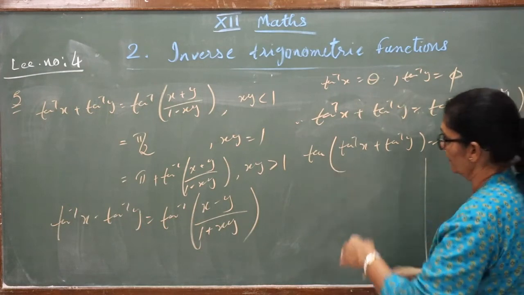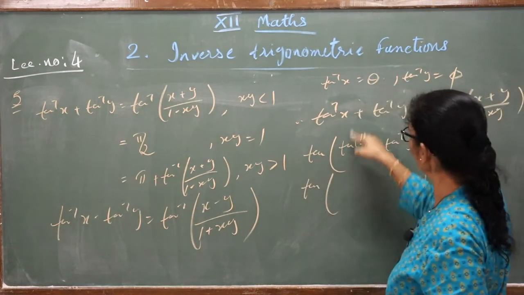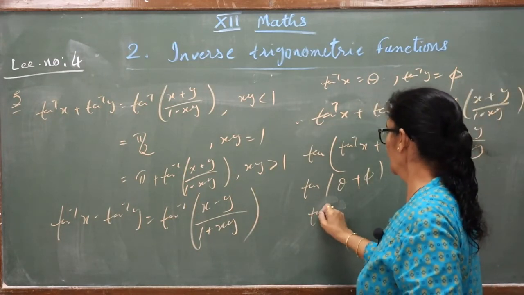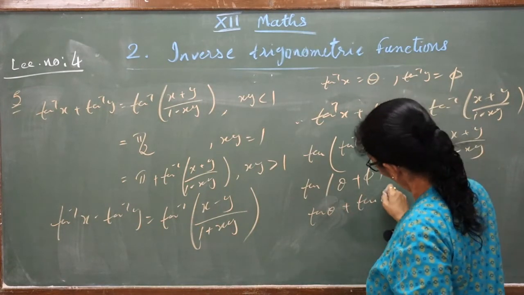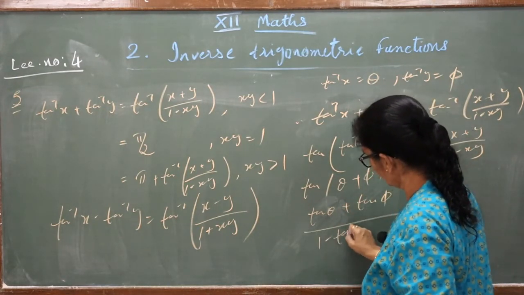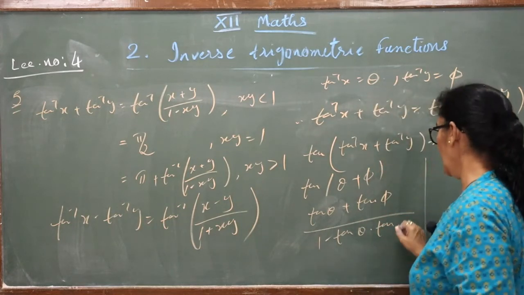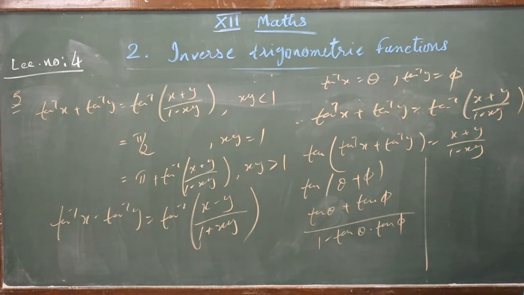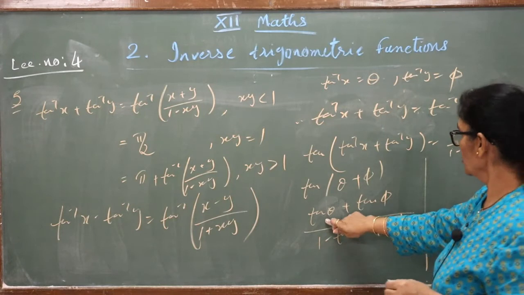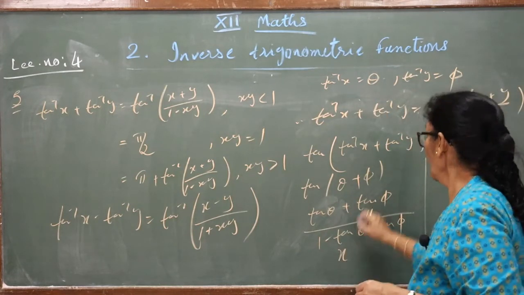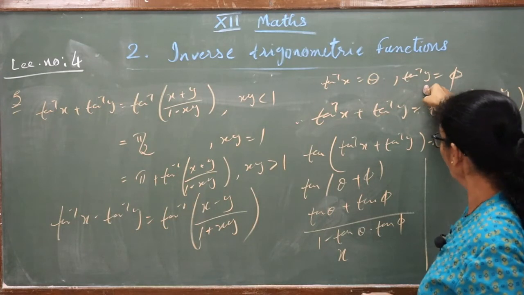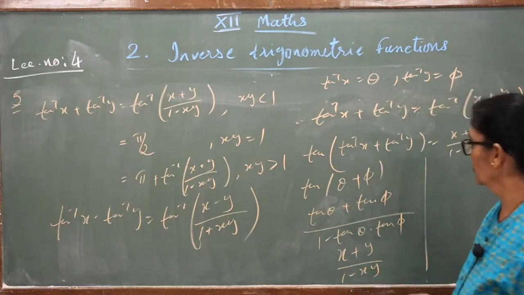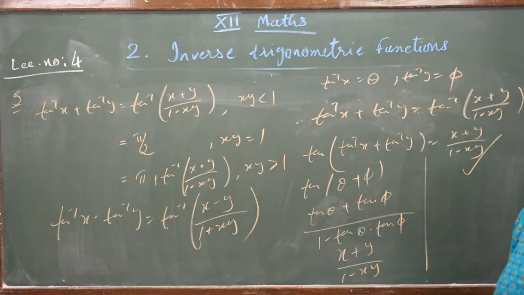Now let's start with this side. Tan inverse x is theta and tan inverse y is phi. So we can write tan of theta plus phi. What is our formula? This is the 11th standard formula. Tan of x plus y equals tan x plus tan y upon 1 minus tan x into tan y. Now put in the values. In place of tan theta I write x, and since tan inverse y is phi, tan phi is y, then upon 1 minus x into y. That way we get the same answer that is required.